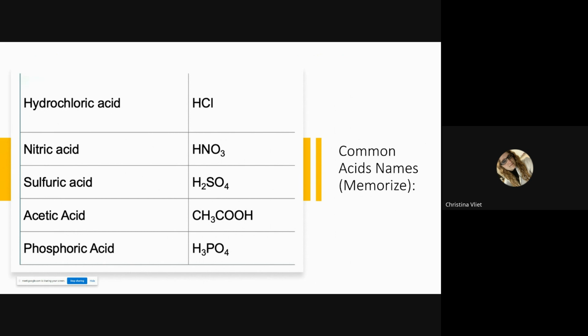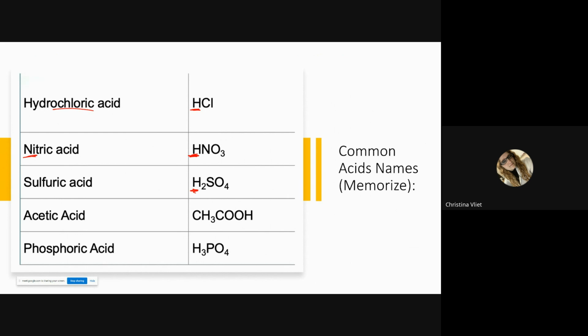You should know that hydrochloric acid is HCl. Go ahead and underline the H that makes it an acid. So we should do that just for our future benefit. Nitric acid is HNO3. Nitric comes from nitrate. Sulfuric comes from sulfate.